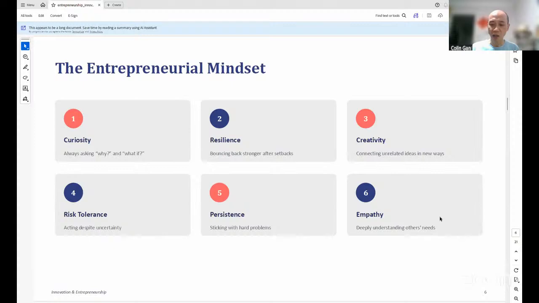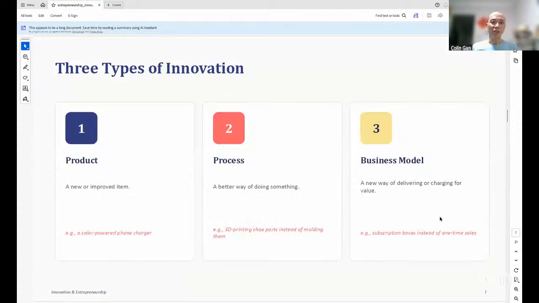Okay, next. 3 types of innovation. First, it's like a product. You make a new or improved item. For example, you make something like a solar power phone charger. Okay. Second is the process, a better way of doing something. Perhaps you want to, for a good example, it's like you do 3D printing shoe parts instead of molding them.